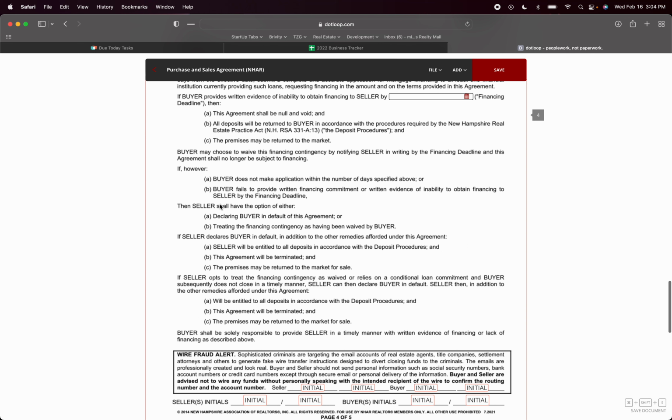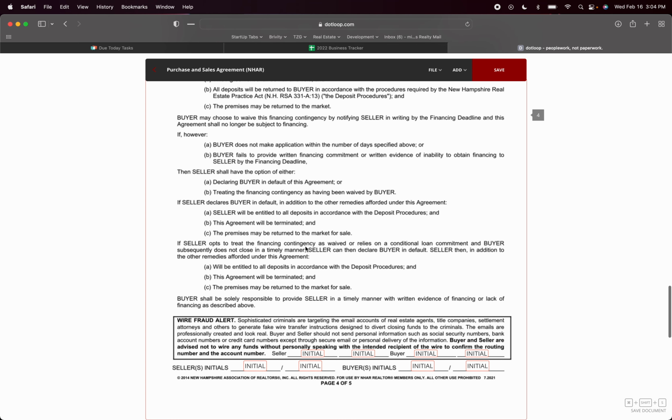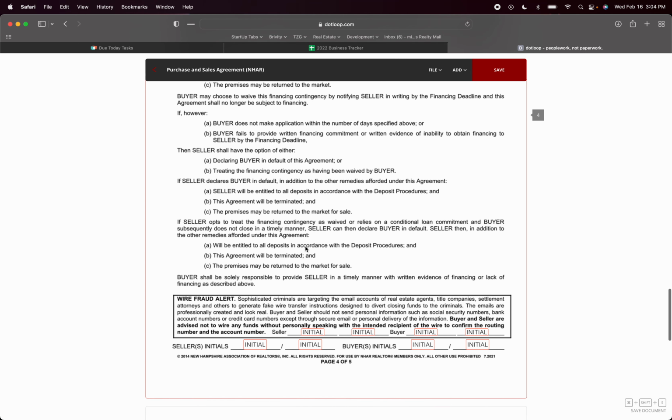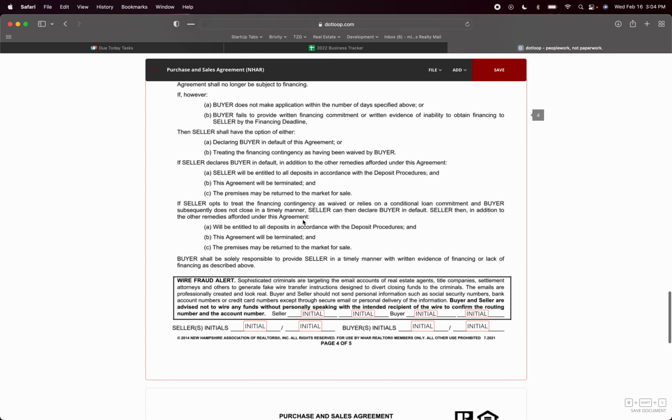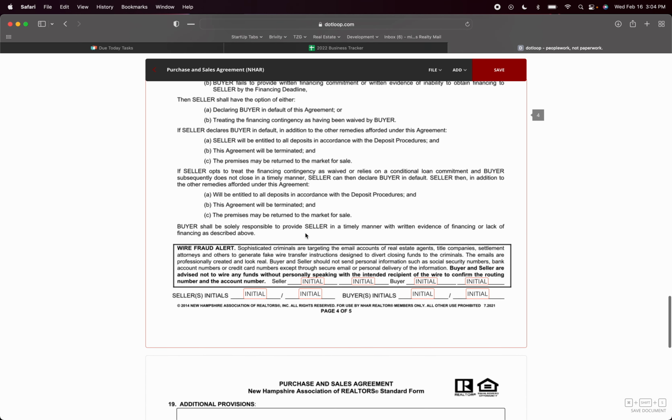There is lots more information here about what happens in different financing situations. Read this and understand it. Like I said, I should probably record an entire video just about the financing deadline. There's a lot of important content there, but definitely make sure you've read through this and understood it.